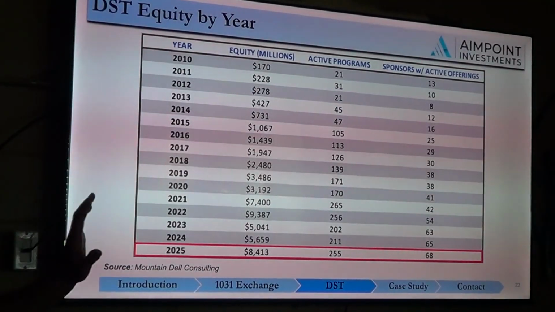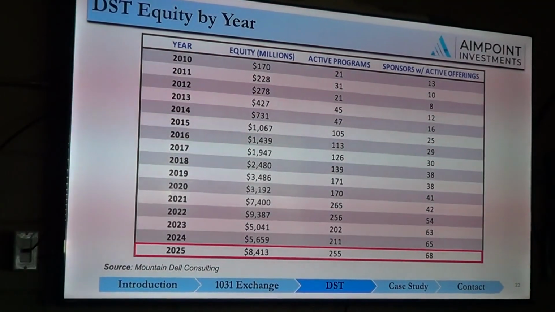So this is just to highlight the trends of capital flows. The DST has been around since 2004, so it's a little over 20 years. It was created specifically for 1031 exchange investors to simplify the exchange and give people a passive ownership option. Last year, we did about $8.4 billion of equity into this structure. Anybody want to guess what state contributed the most to that $8.4 billion?